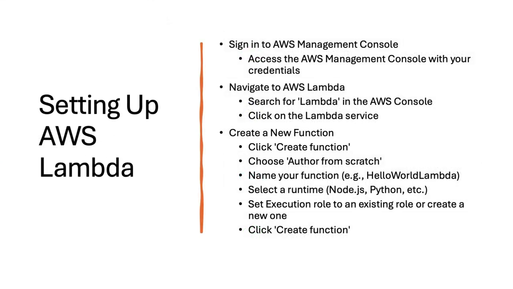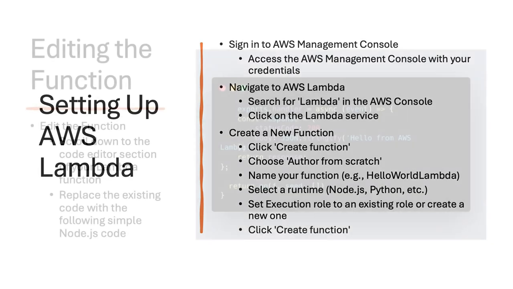To create an AWS Lambda function, first sign in to the AWS Management Console. Then, navigate to AWS Lambda by searching for Lambda and clicking on the service. Create a new function by clicking Create Function, choosing Author from scratch, naming your function, selecting a runtime, setting an execution role, and clicking Create Function.